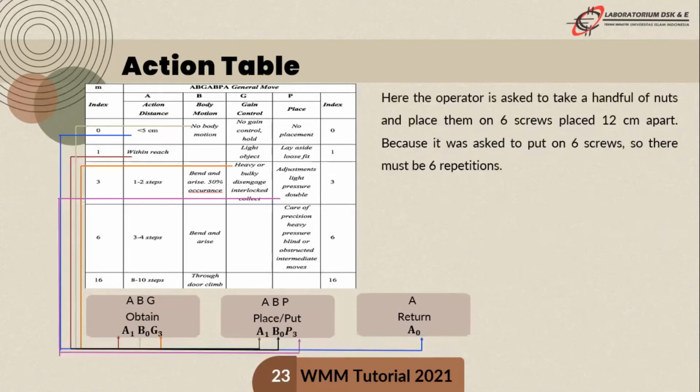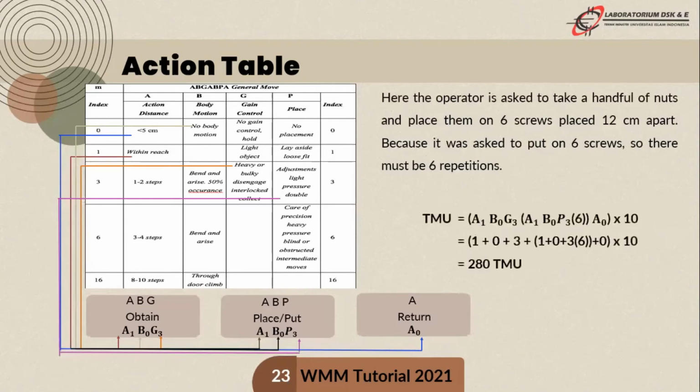Okay, here is another example. The operator is asked to take a handful of nuts and place them on 6 screws placed 12 centimeters apart. Because it was asked to put them on 6 screws, there must be 6 repetitions. And then it's quite similar to the last example.